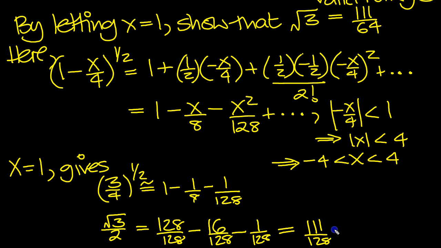So that tells us then, if we move the 2 from divide to times, we get root 3 is equal to, and then the 2 comes up, and it will divide the 128 by 2 to make 64, won't it? So root 3 is approximately equal to then 111 over 64.